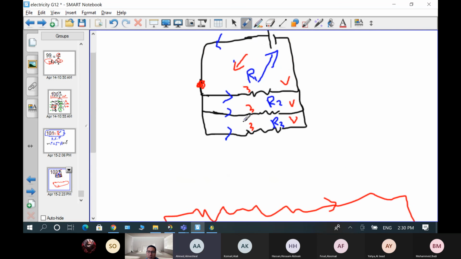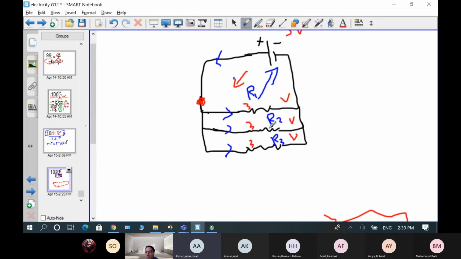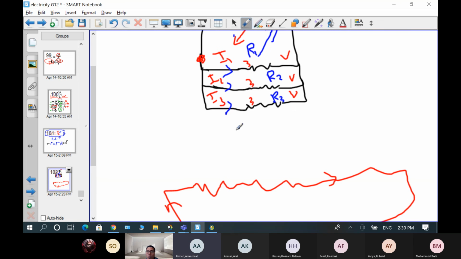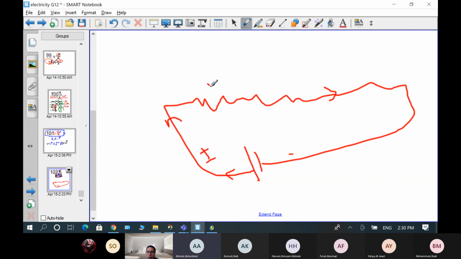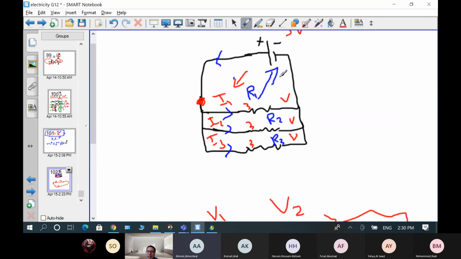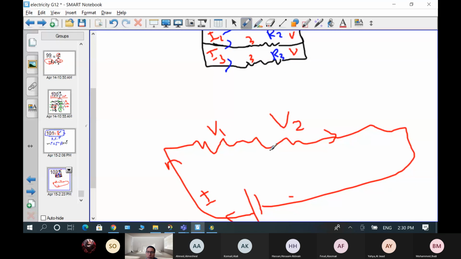The current splits in the parallel circuit, while the voltage is the same. So in the parallel circuit, it's a current divider, because we have I1, I2, and I3 and we are dividing the current. While connection in series, where we have the same current, we call it a voltage divider, because we have V1 and V2 and the voltage is dividing. So series is a voltage divider, while parallel is a current divider, because we are splitting current. Here we are splitting voltage.